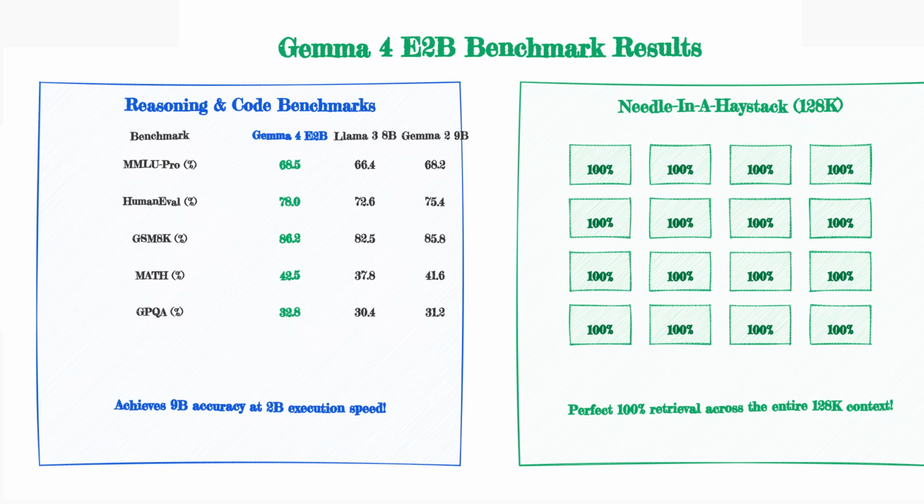In long context retrieval, PLE's progressive refinement allows E2B to easily pass the needle in a haystack test up to 128,000 tokens. This proves that decoupling active compute from parameter scale is the most efficient path forward for on-device reasoning.